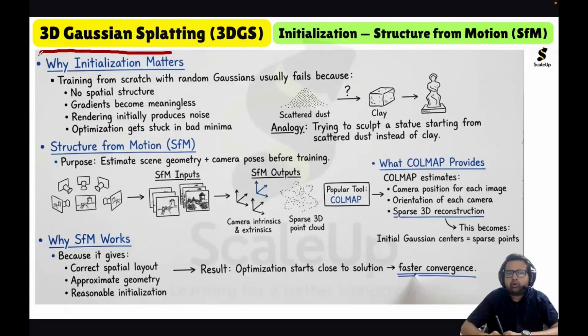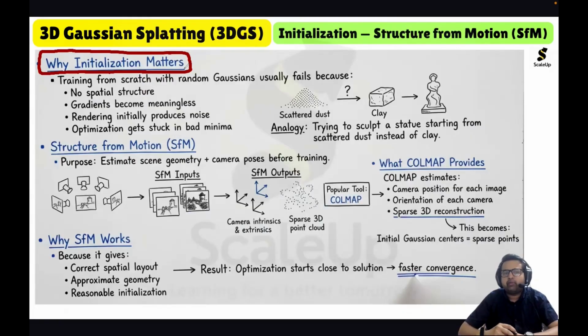So before running the optimization pipeline, we have to initialize the 3D Gaussians, the millions of 3D Gaussians. And for initialization, we will be using the structure from motion technique, SFM.